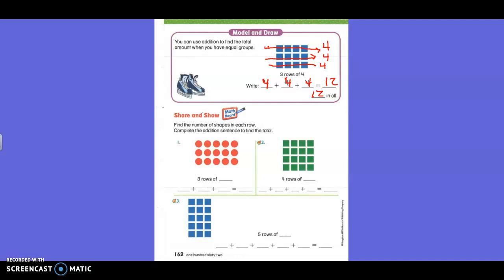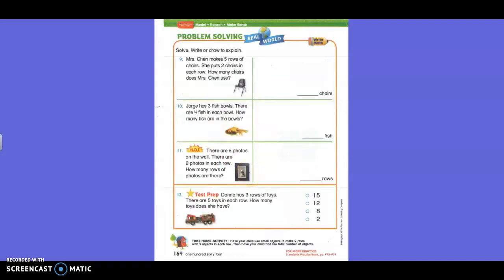Okay. Do you think you can do this on here? On the share and show? Just like on number 1, I just want you to remember, look, there's only 1, 2, 3 add-ins for you to add together. So make sure that you're just doing the rows. I think they're all doing the rows. Yeah, they're counting the rows. So how many in each row is what you're adding together. Sound good?